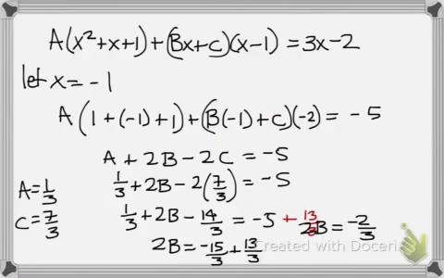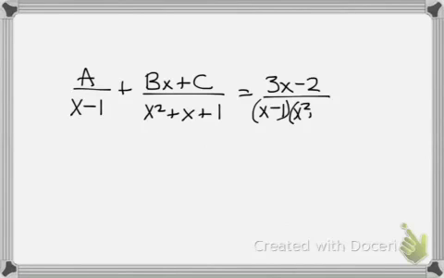I wrote all this out, and then I have to remember what I wrote, which I don't always remember exactly, so that's why I'm stumbling a little bit. So 2b equals negative 2/3, so b is equal to negative 1/3.